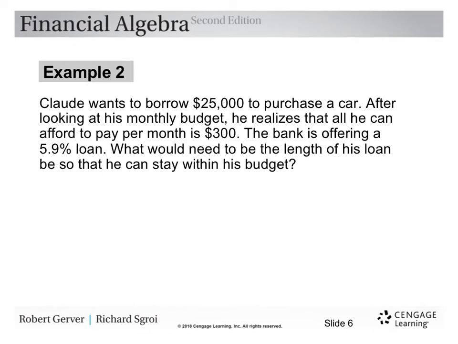So let's look at another example. Claude wants to borrow $25,000 to purchase a car. After looking at his monthly budget, he realizes that all he can afford to pay per month is $300. The bank is offering a 5.9% loan. What would need to be the length of his loan so that he can stay within his budget?